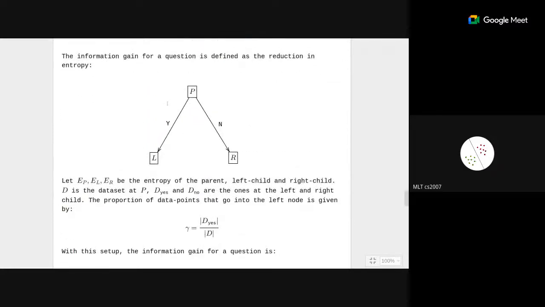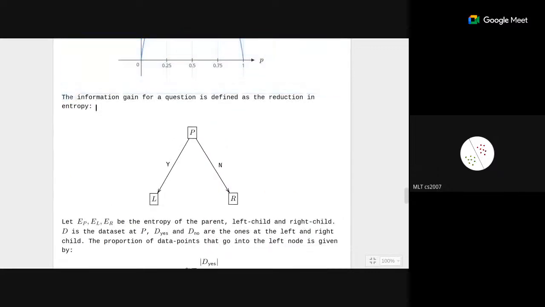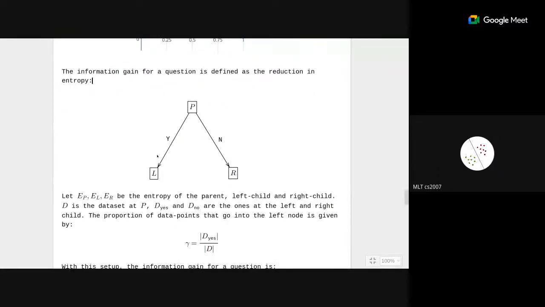Okay, so entropy: once you know how pure or impure a node is, you can go ahead and calculate how good a question is, right? Remember, we are interested in asking good questions. A good question is one which has maximum information gain, and information gain is nothing but decrease in entropy. So if I ask a good question, how much clarity do I get? The greater the decrease in entropy, the better the question.